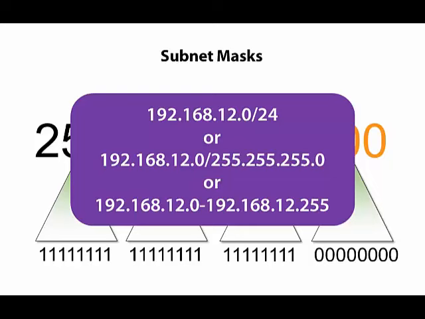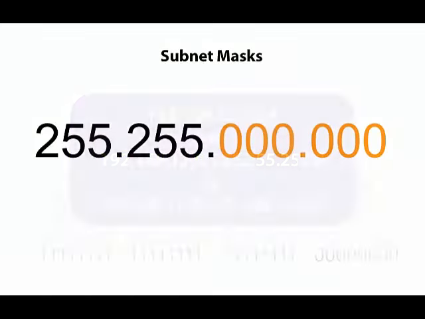192.168.12.0 to 192.168.12.255. So if a computer on this network was to send traffic to anything inside of that range, it can reach it directly. They're on the same subnet. If it's trying to reach an IP address outside of that range, it needs to go through its default route. Let's look at another example.